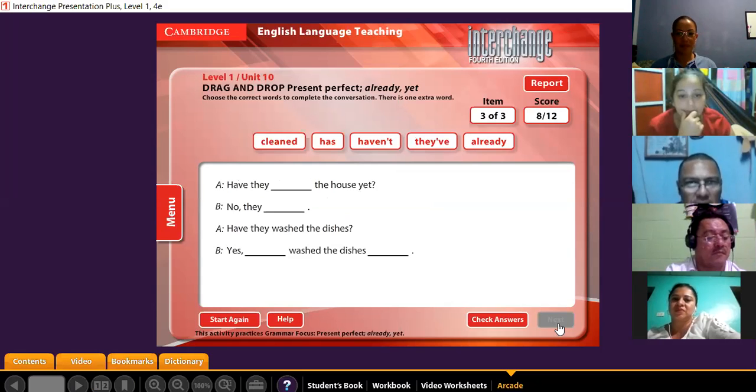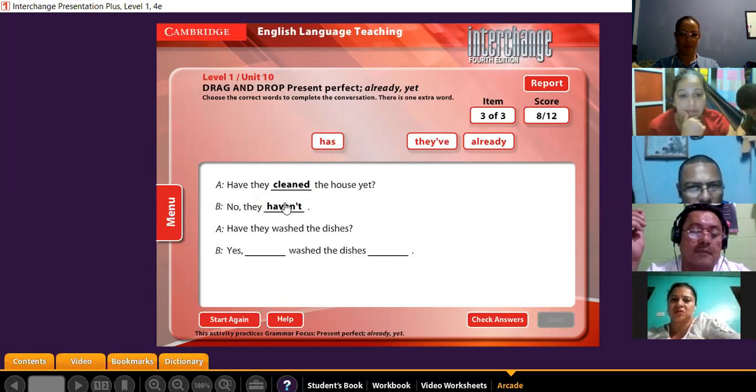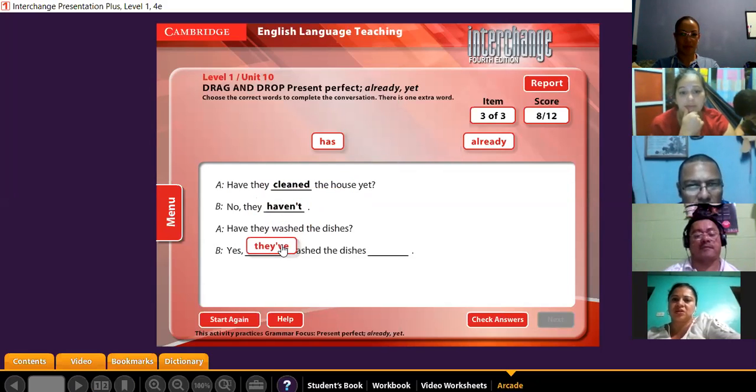Cleaning. Already the house yet? Have they cleaned the house yet? No, they haven't. Have they washed the dishes? Yes. They washed the dishes already.